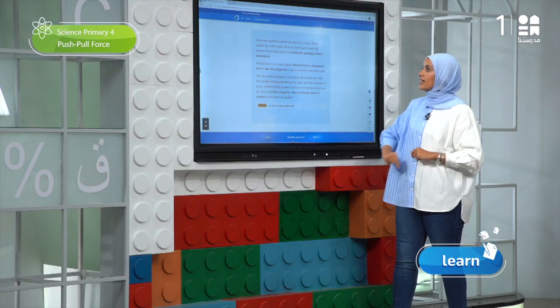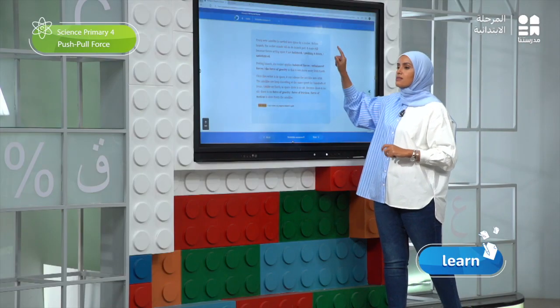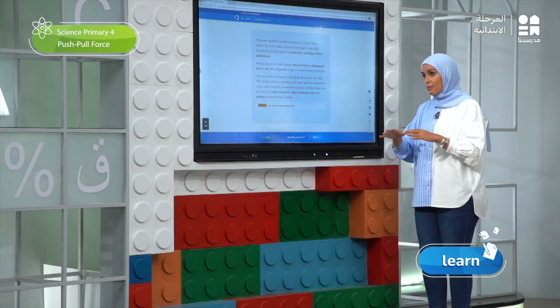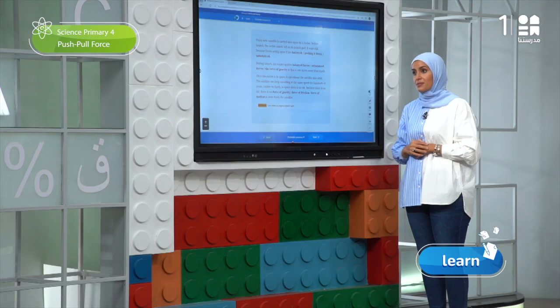You should have highlighted the phrase stay still. When does the object stay still? When I have two equal forces in opposite directions. So this is the balanced force.